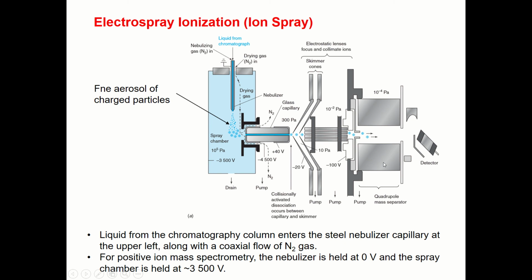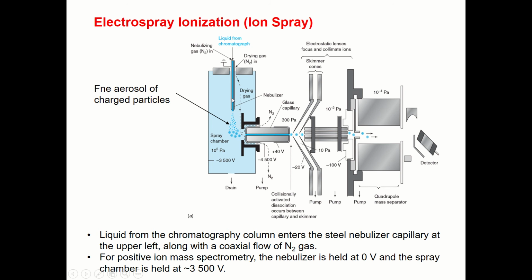Okay, let's first consider electrospray ionization. It is also called ion spray. Look at this. This part is from liquid chromatography, and this part is the mass spectrometer. You need an interface between liquid chromatography and this mass spectrometer. Okay, let's look at this part. And here, liquid from the chromatograph. Now this is a nebulizer.